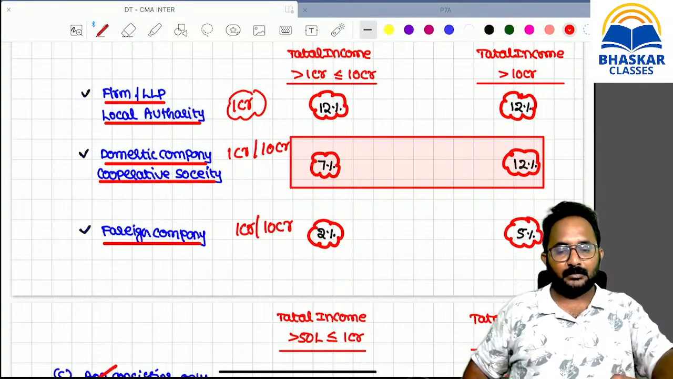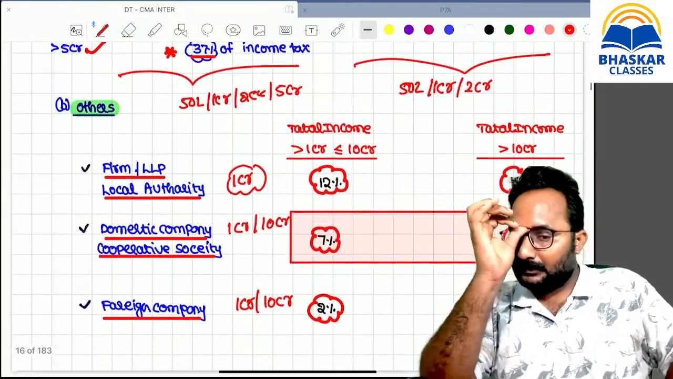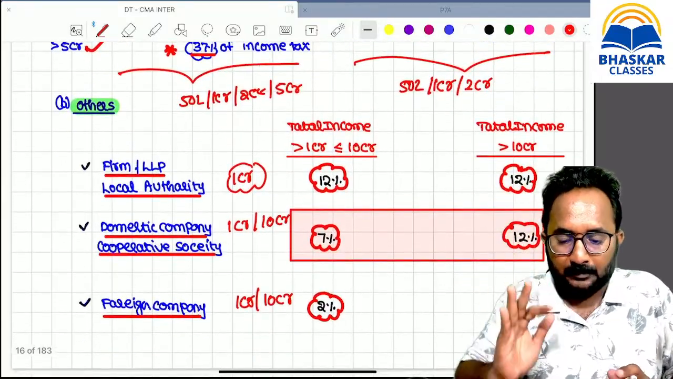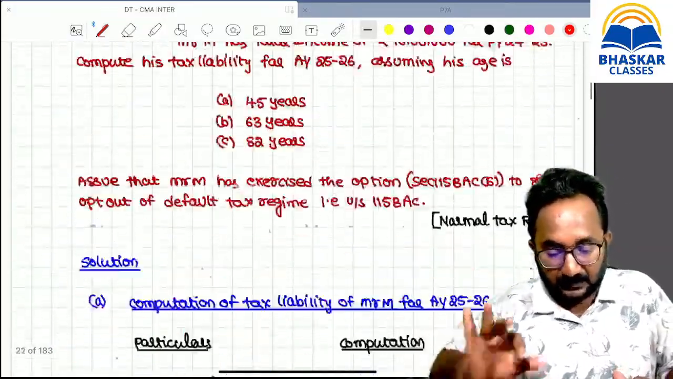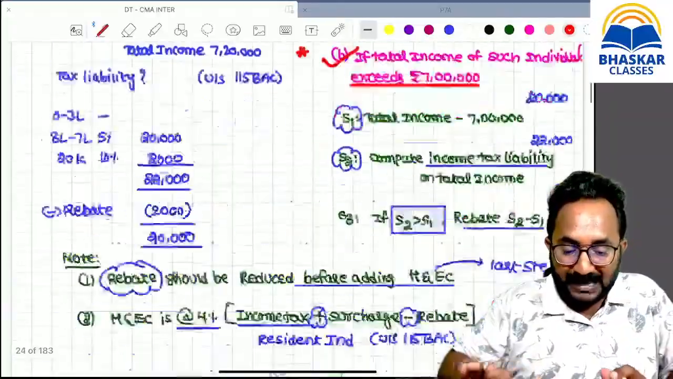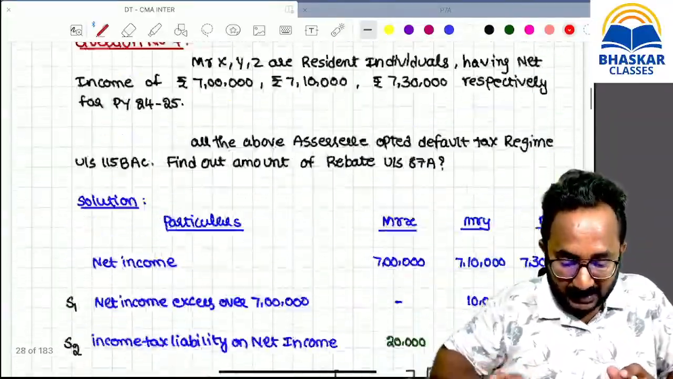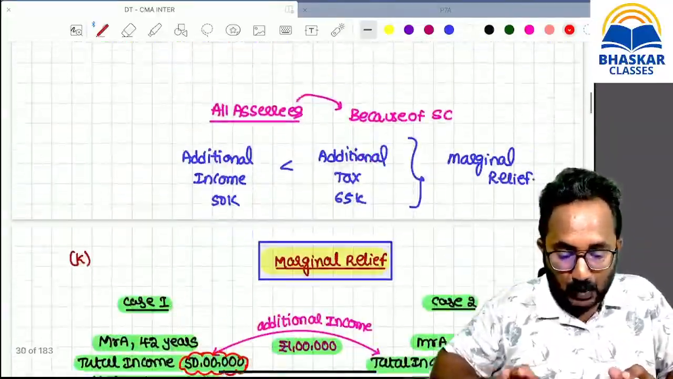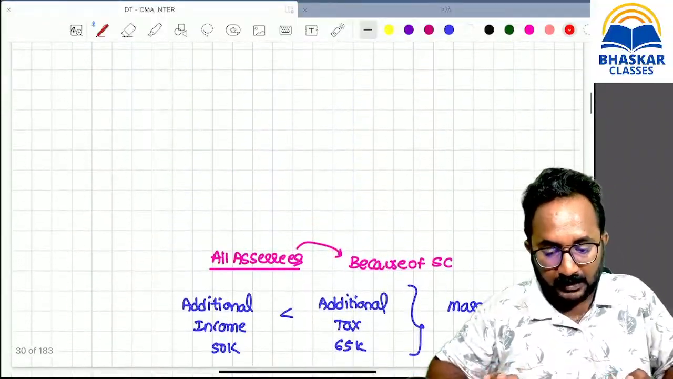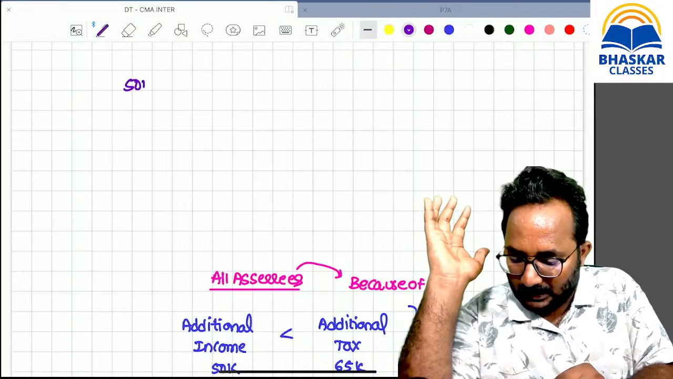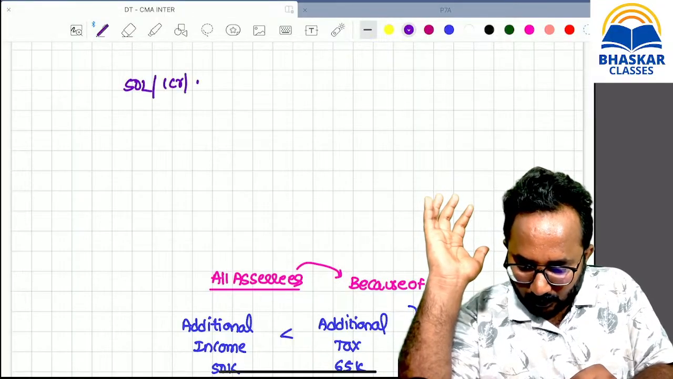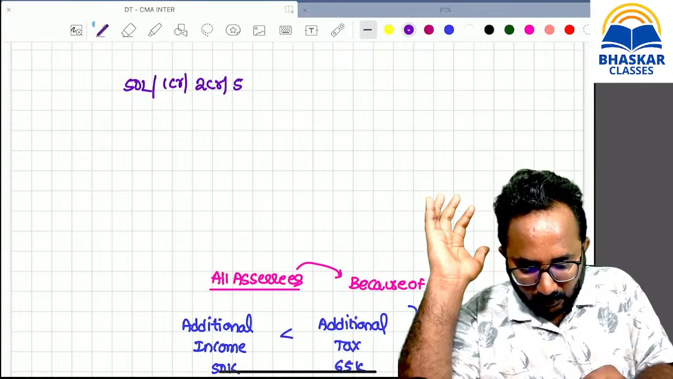Please remember, if in your problem they are mentioning the basic limits for surcharge over and above 1 lakh, 2 lakh, 3 lakh. Can you tell me the basic limits for surcharge overall? 50 lakh, 1 crore, 2 crore, 5 crore.